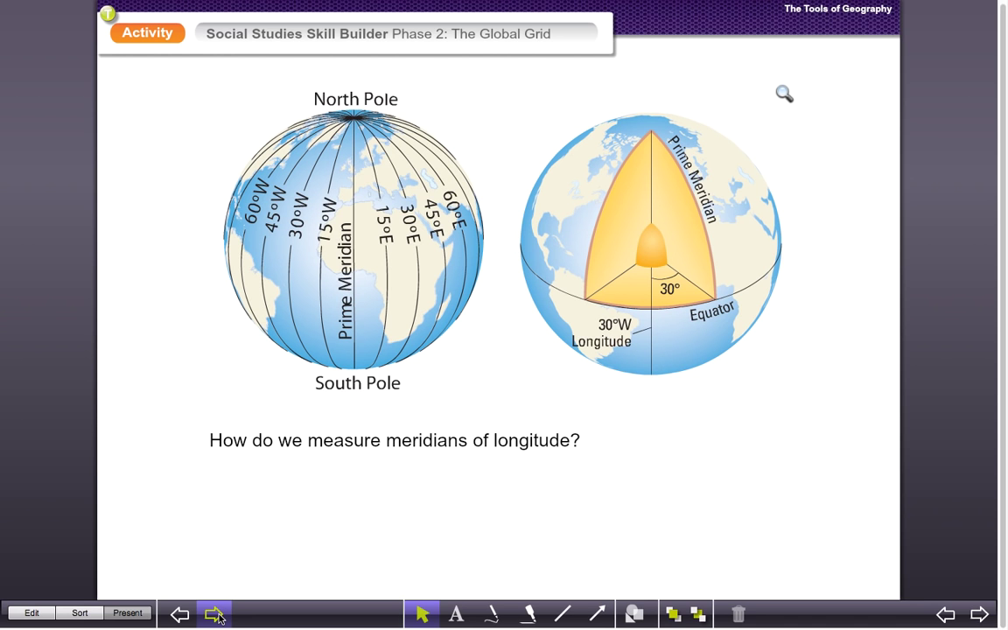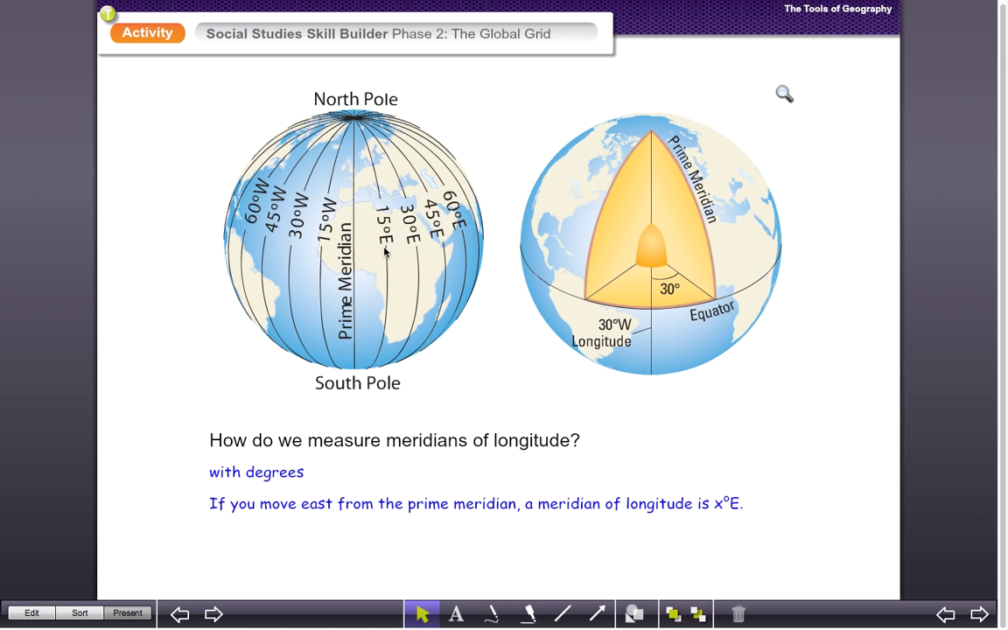So how do we measure meridians of longitude? Again, you're taking a look at a very similar picture that we saw with the equator. Now we've just turned it on its side in order to understand how we measure these. And again, we measure it with degrees. If you move east from the prime meridian, the meridian of longitude is x degrees east. So we're talking about this right here, okay?